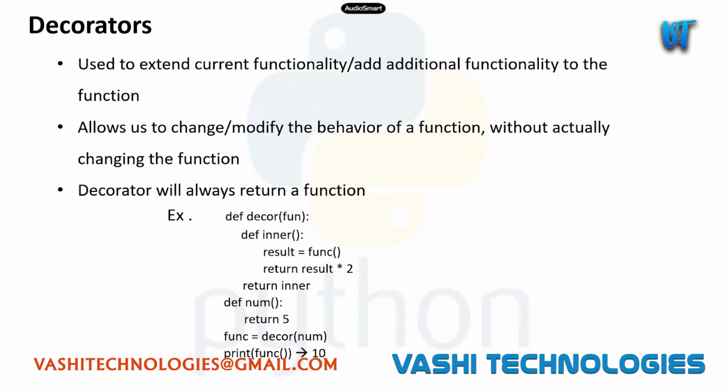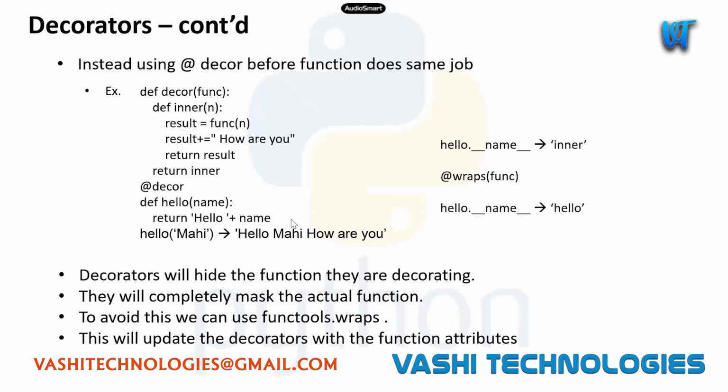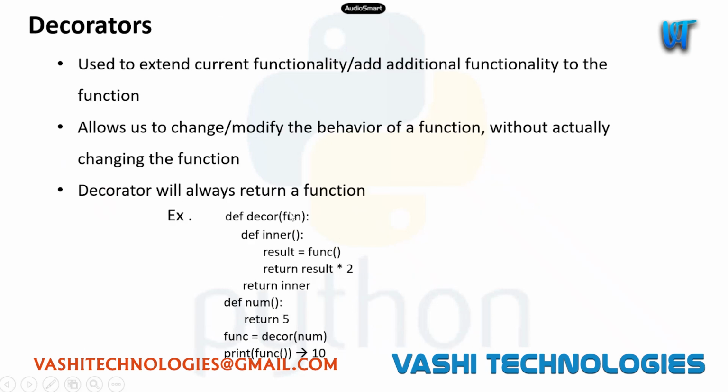Let's say if you see here, define decor of func. This is our decorator function. This decor is our decorator function, and this func is our actual function which we are decorating. Within this, we have one more function which is inner. This is basically a wrapper function.